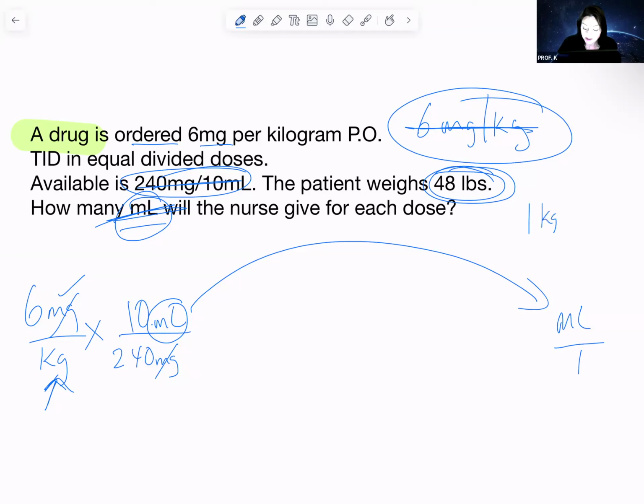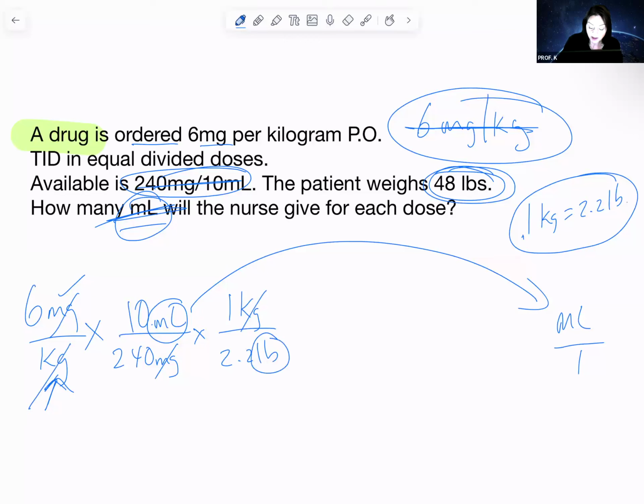1 kilogram is 2.2 pounds. And you've got to be familiar with this because when you're practicing, it's all about the patient's weight in kilograms. So I'm going to put this in my problem to get rid of kilograms. 1 kilogram is 2.2 pounds. I cross off my kilograms. Now I have to get rid of the pounds. Well, that's all right because my patient's weight is in pounds. So now I'm going to use 48 pounds and put that over 1. Gets rid of my pounds. So now I'm good. Everything is crossed off except for my milliliters.